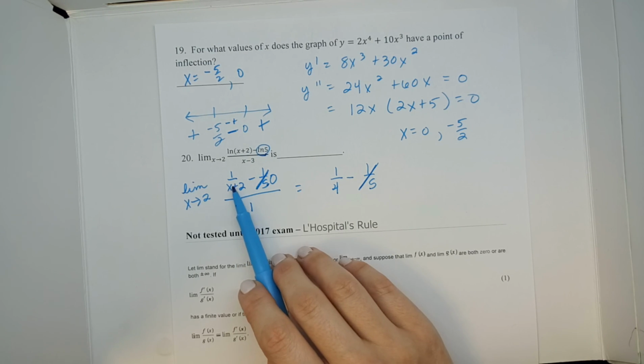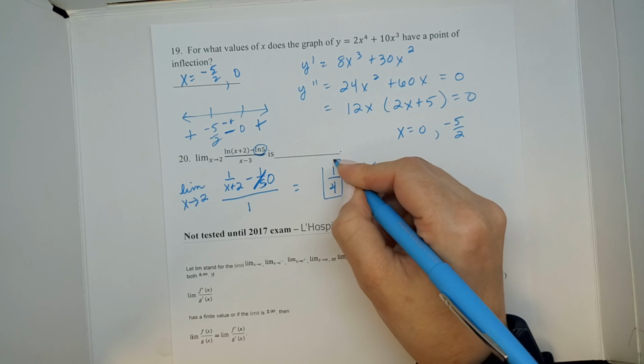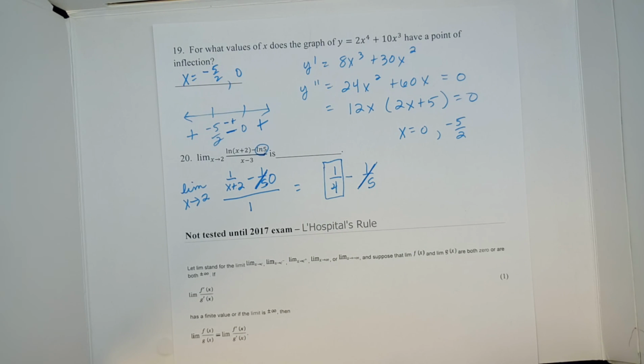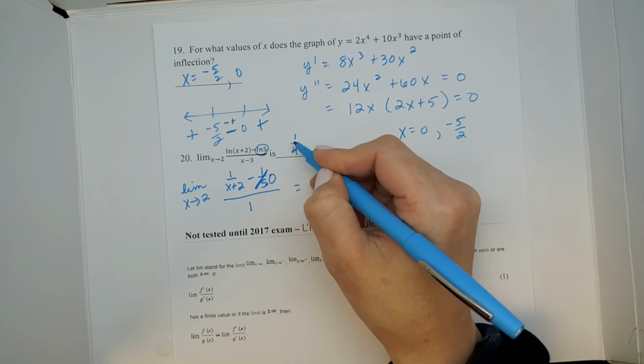Okay, so 1 over x plus 2 is 1 over 2 plus 2 is 1 over 4, and that's your solution. Again, I don't expect to see this on the 2016 exam, but it was on the 2014 or the 2013, so you never know, okay? But it shouldn't be, it's a field question.